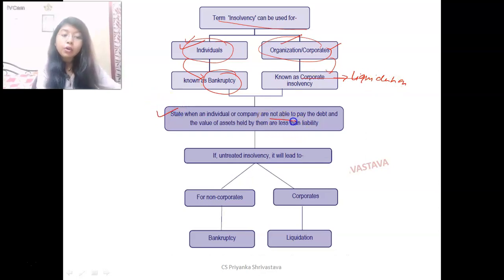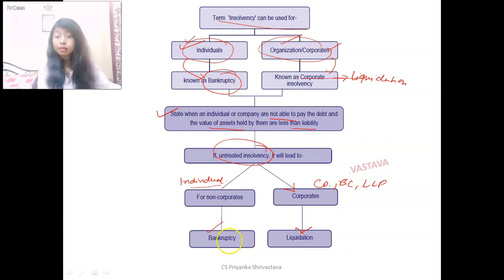So it is a state when an individual or company is not able to pay the debts and the value of assets is less than the liability, and if the insolvency is not treated in order to repay the debts, then it will lead to bankruptcy for non-corporates. Non-corporate means an individual, or you can say a partnership firm can also be included in it. And for corporates, that is company, body corporate, LLP, it will turn into liquidation. That is like a winding up of the company or a dissolution kind of thing, which is also named liquidation.